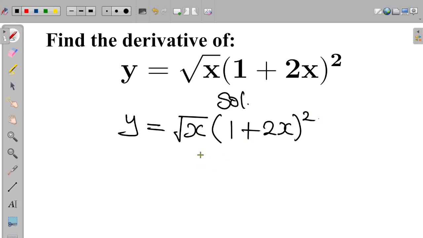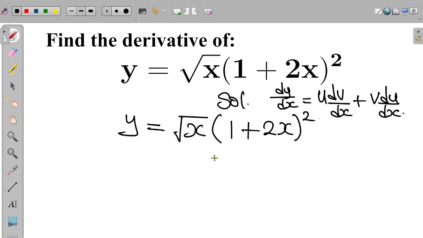Now if you observe, the right hand side is a product of two functions. So for us to be able to find the derivative, we must use the product rule. We know that for the product rule, dy/dx is equal to u dv/dx plus v du/dx. First, at this point, let root x be u and let (1 plus 2x) to the power of 2 be v.